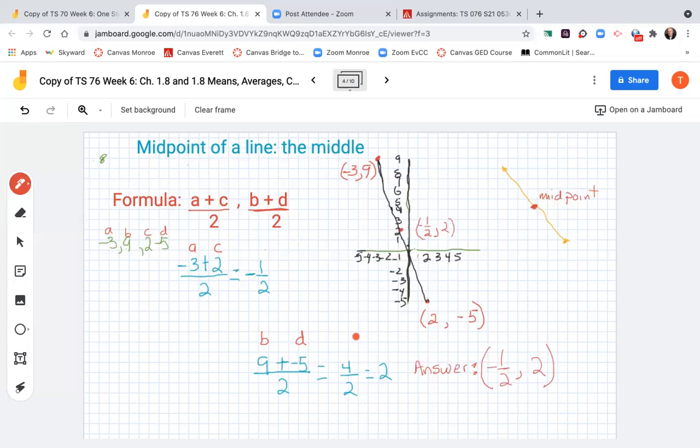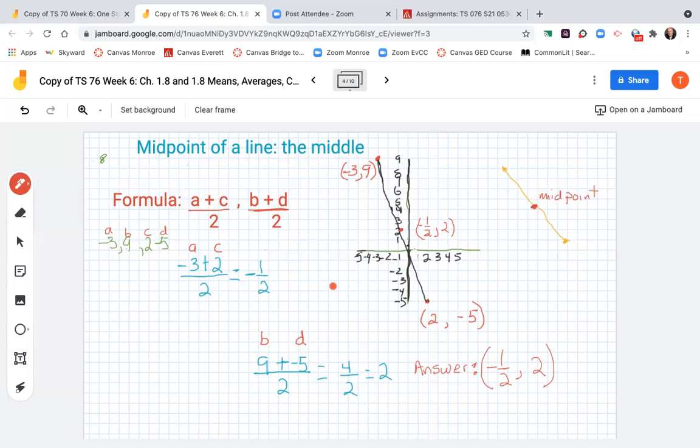Now this is where it gets a little tricky in one of your homework questions, so I wanted to give you the heads up here tonight. One of your homework questions on this is going to give you this coordinate right here and the midpoint coordinate. And it's going to ask you, what's the missing endpoint coordinate?